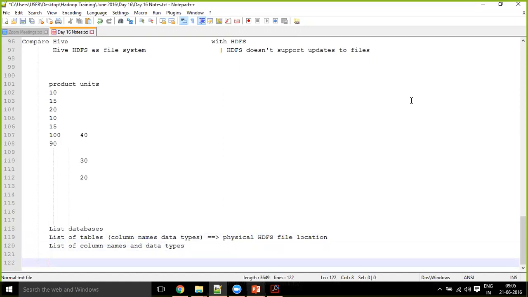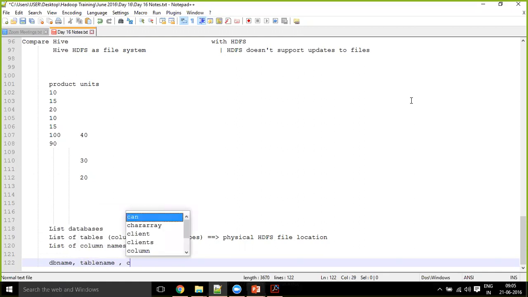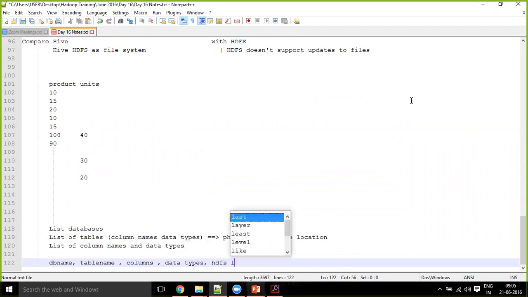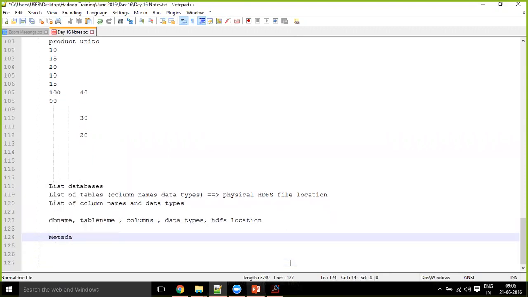But the DB name is just one string, right? DB name, and table name is another string, and column names may be a few strings, and HDFS file location another string. So bare minimum, these few strings, not beyond 4 KB or 5 KB of data. So this metadata will be stored in a metastore. Typically this metastore will be your RDBMS.